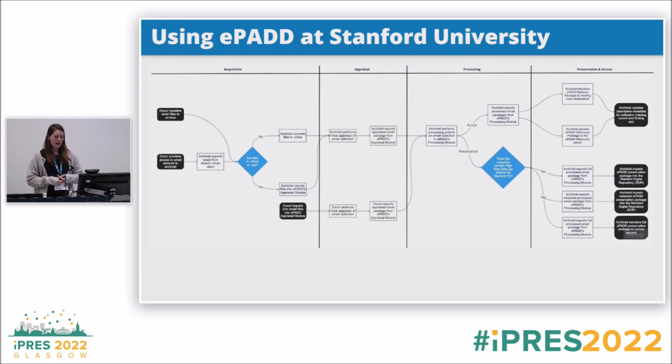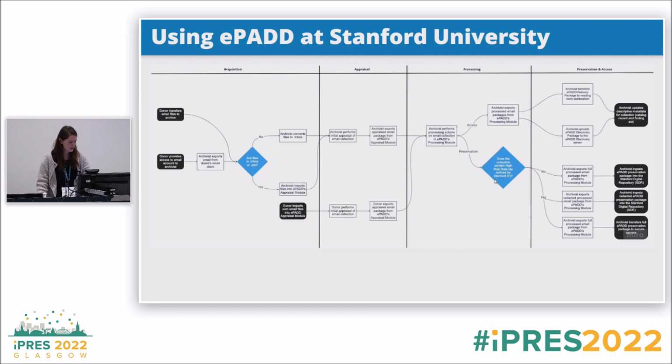And then for access, all of our collections are accessible in the full text, of course, omitting any messages that have been restricted due to containing personal or high-risk data. And those are available to researchers in our reading room.